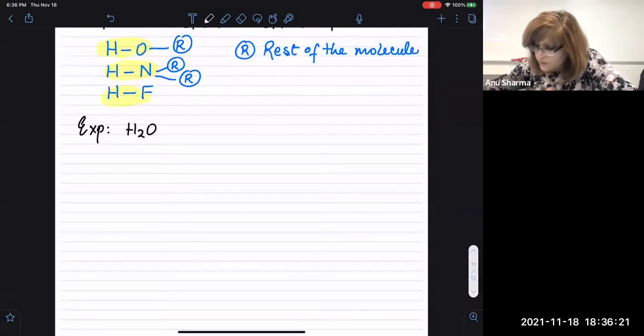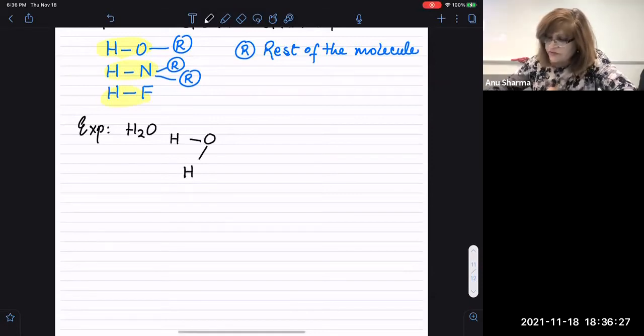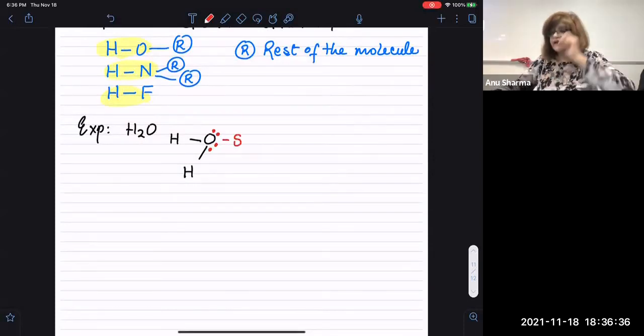So we have the water molecule, which is bent. Okay, the water molecule is bent. And this is a polar bond. We see that the oxygen, being highly electronegative, will pull the electron clouds towards itself. So oxygen will have a delta negative charge.